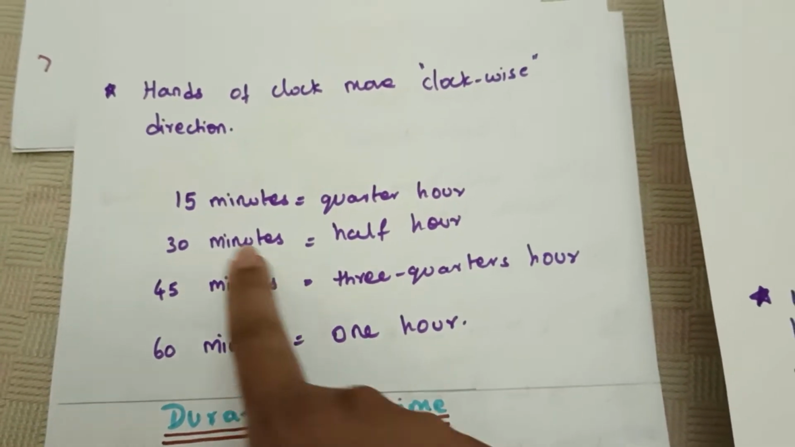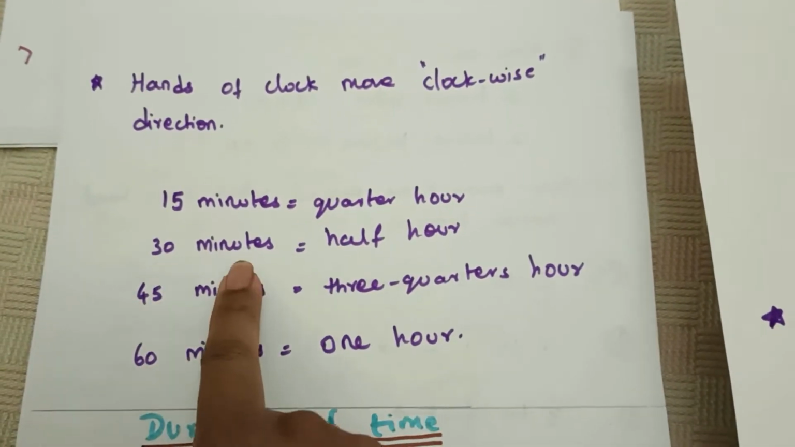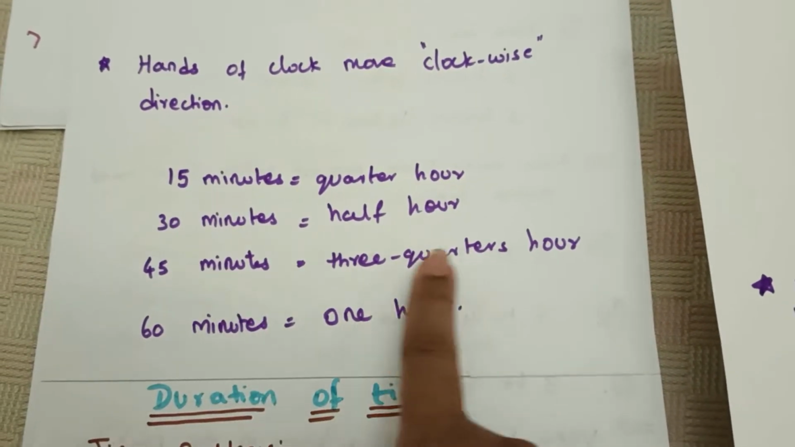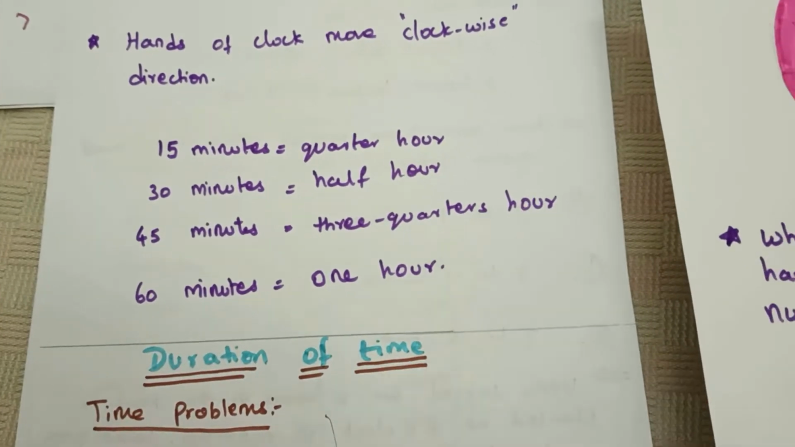Okay, I repeat once again. 15 minutes is quarter hour. 30 minutes is half hour. 45 minutes is 3/4 hour. 60 minutes is 1 hour.